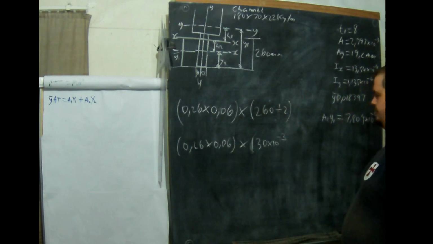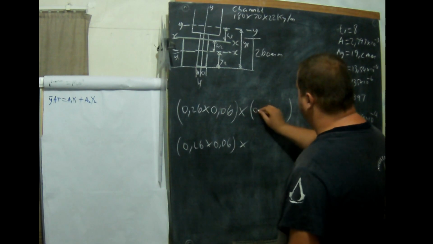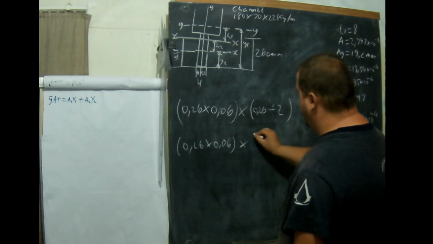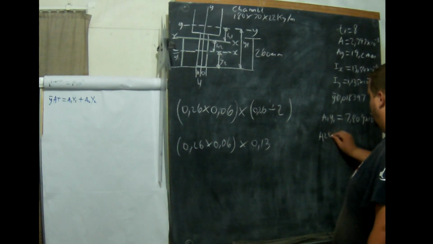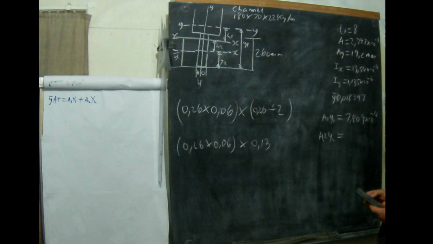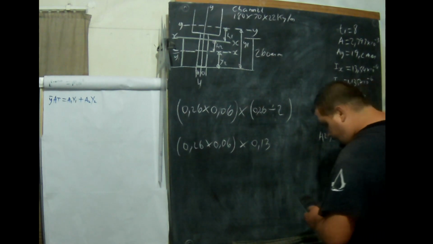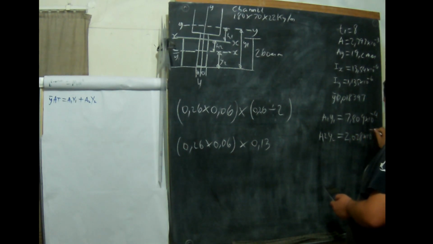And this is also times 10 to the minus 3, but let's put this in simpler terms. 0,26 divided by 2 is equal to 0,13. That makes it simpler. So let's put them together. A2, Y2. So first thing we're going to do is open bracket 0,26 times 0,06 bracket times 0,13, and that gives us an answer of 2,028 times 10 to the minus 3.